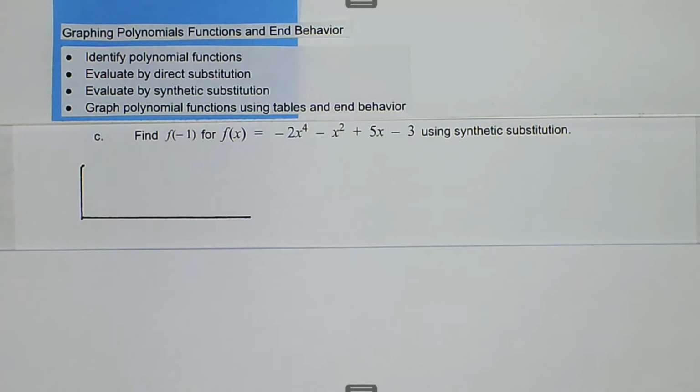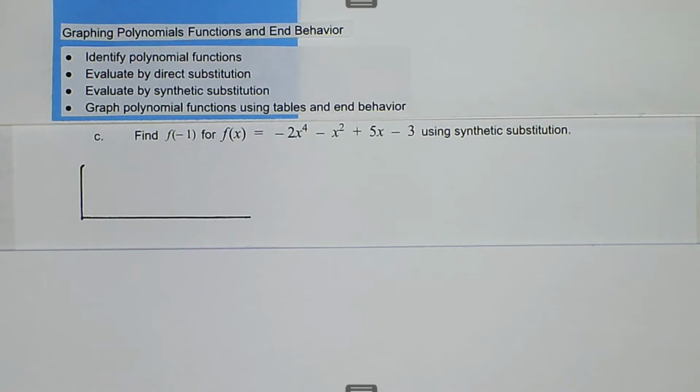We're talking about graphing polynomial functions in end behavior, and we want to evaluate by synthetic substitution. So in this case, it says find f of -1 for the function f of x equals -2x to the fourth minus x squared plus 5x minus 3, and then it says using synthetic substitution.